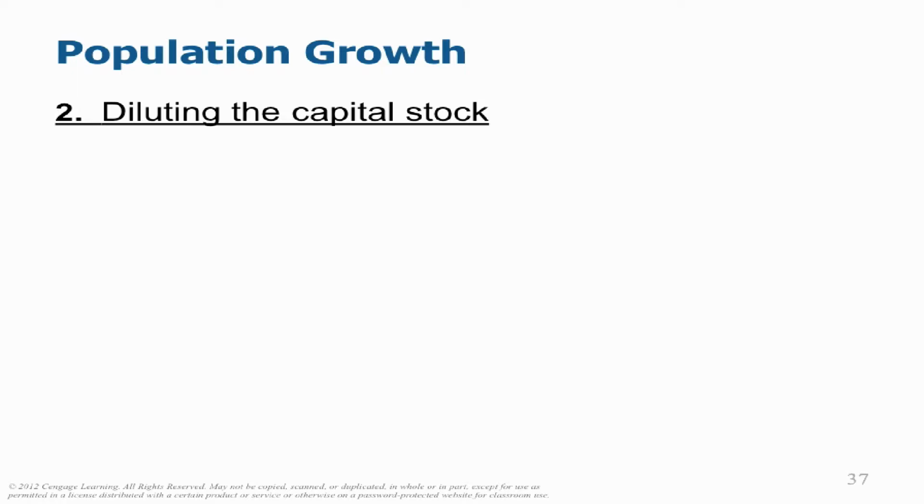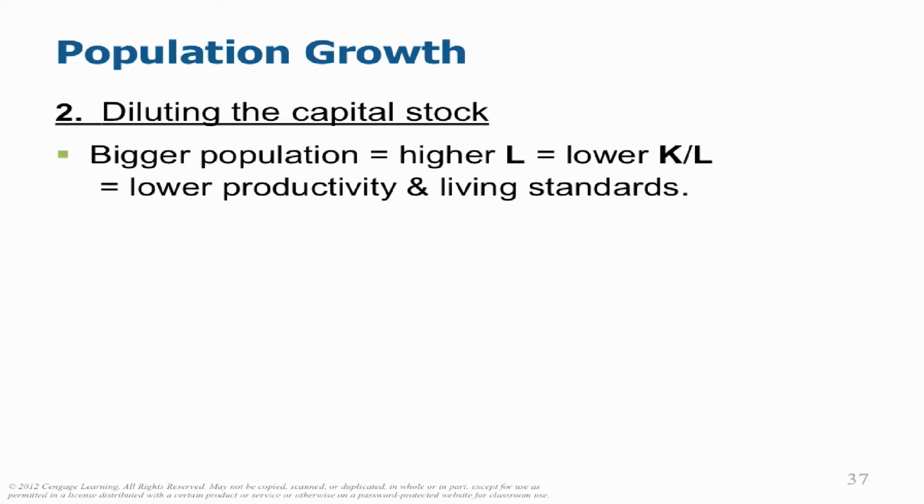We've already seen the production function. So how do we deal with that? A bigger population is a bigger L, right? Which means that we're dividing K by a bigger number, which means our result is going to be a smaller number. Lower productivity, lower living standards. That's right, boys and girls, don't have babies. They'll end up poor. Except that hasn't been true in the United States.